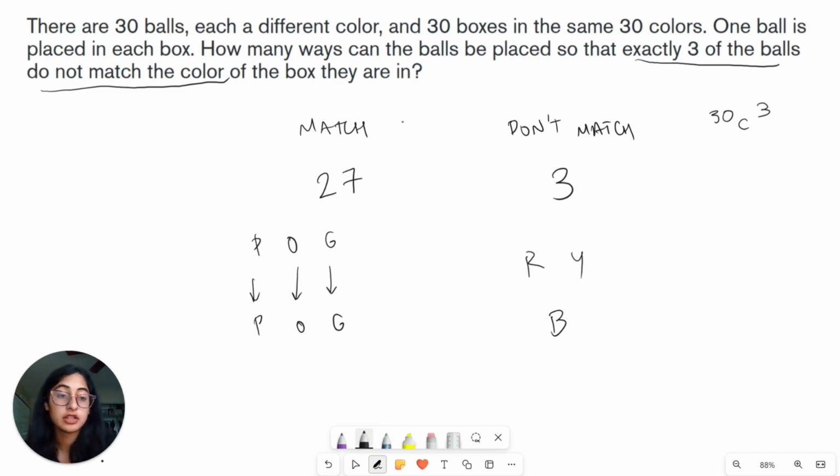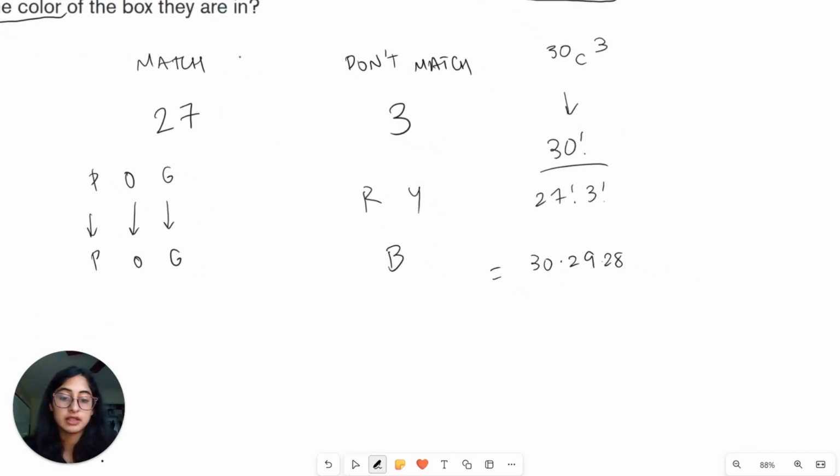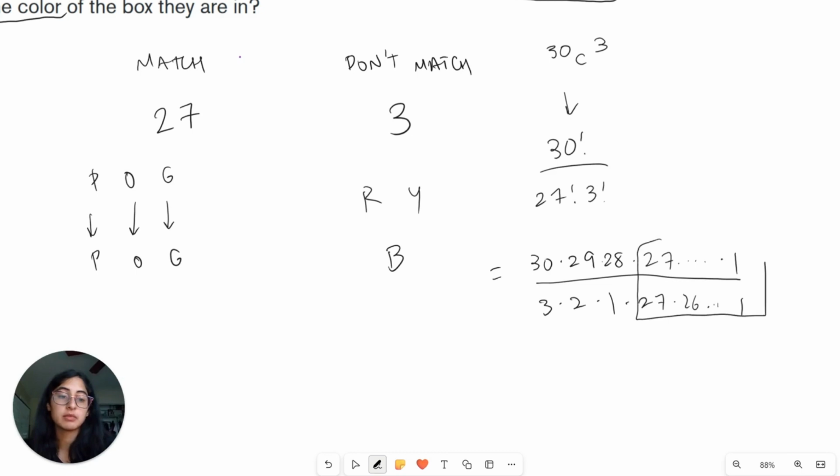which is the same thing as 30 factorial over 27 factorial times 3 factorial. So that's going to be equal to 30 times 29 times 28 times 27 times 26, and so on, all the way to times 1. And then the 3 factorial is going to be 3 times 2 times 1, because remember, a factorial is just a number times every integer less than it. And then the 27 factorial will be 27 times 26, and so on, all the way to 1. If you notice the 27 factorial on the top and the bottom, it cancels out. And so we're left with 30 times 29 times 28 over 3 times 2 times 1.